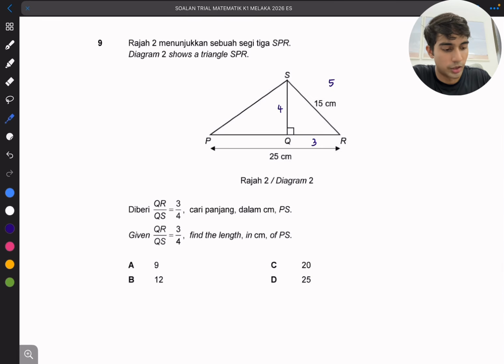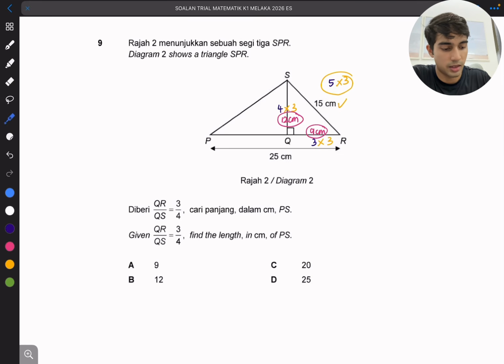But the actual value, the 5 must represent 15. So we times 3. So the actual value, you have to times 3 for everything. So 5 times 3 gives us 15 cm. 4 times 3 will give us 12 cm. So this is 12 cm. 3 times 3, this will be 9 cm.